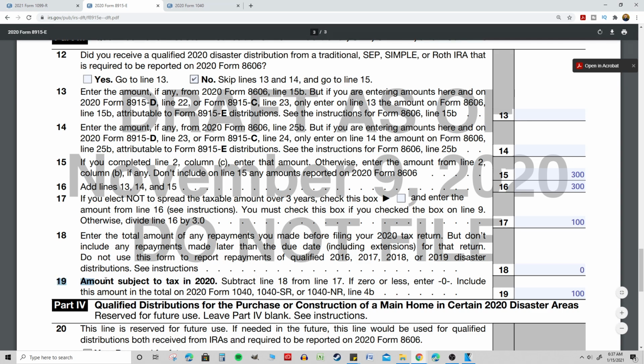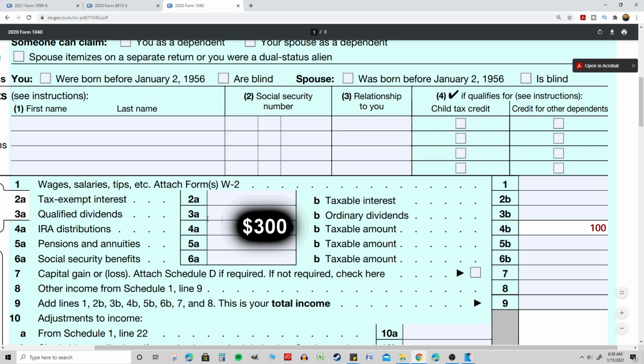Line 19, it says amount subject to tax in 2020. Subtract line 18 from 17, which just comes out to be $100, because anything minus 0 is going to be itself. It says include this amount in the total on 2020 Form 1040 on line 4B. Okay, so there's our $100. And now, like I said earlier in the video, this $100 gets transferred to the 1040 on lines 4A, and that the taxable amount is 4B.